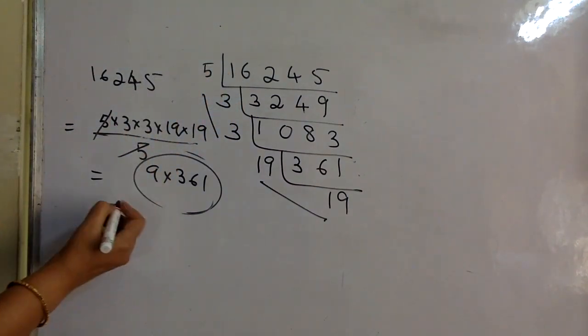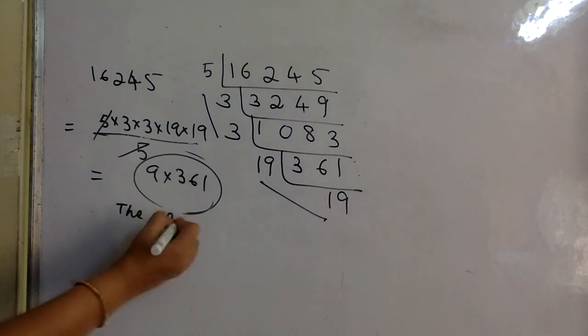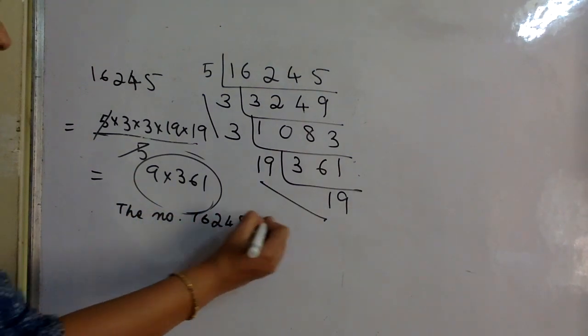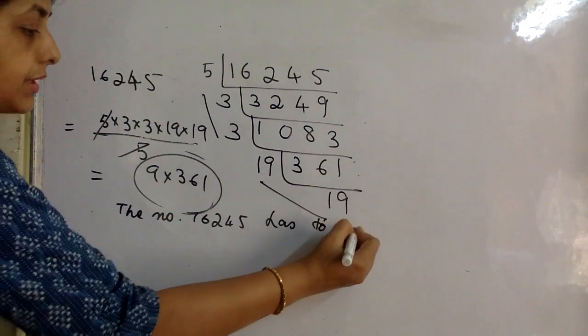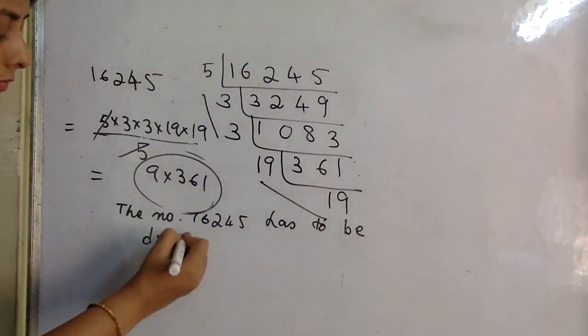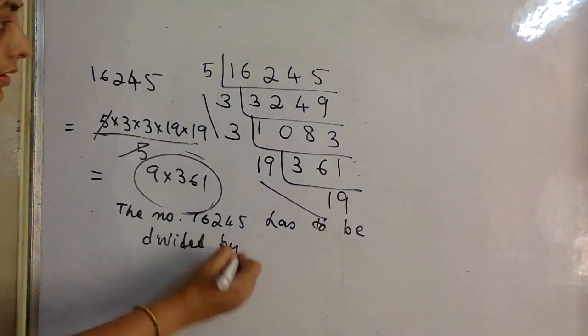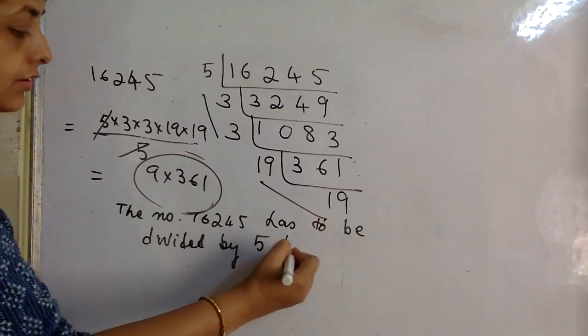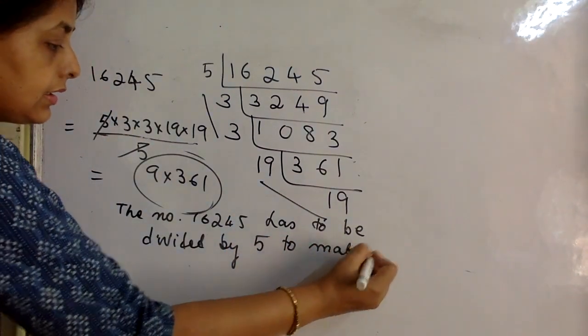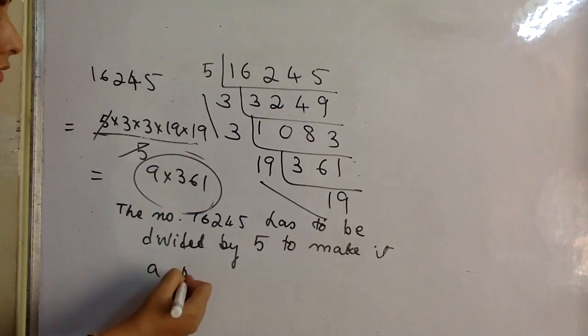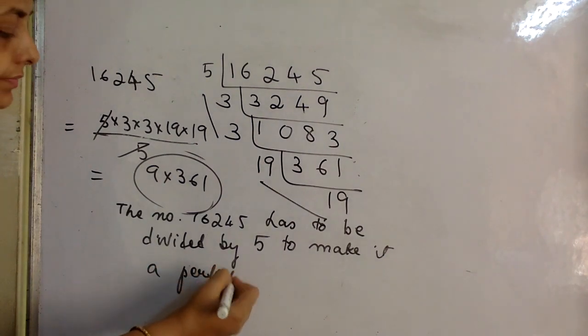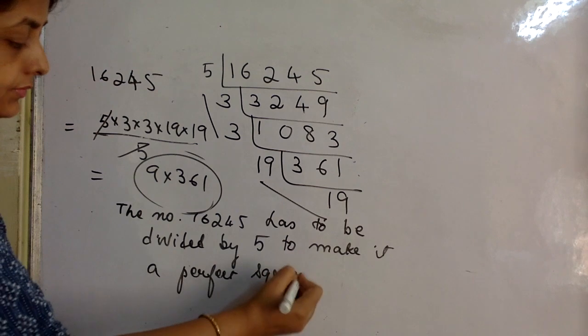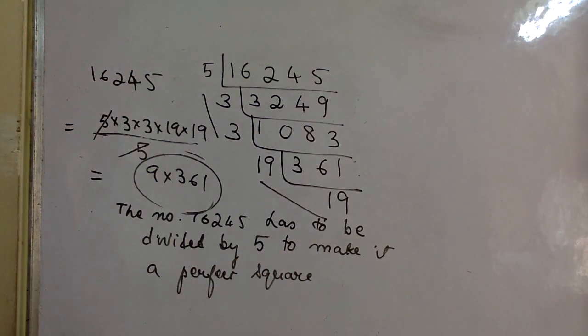That is the answer. So the number 16245 has to be divided by 5 to make it a perfect square. The number 16245 has to be divided by a 5 to make it a perfect square.